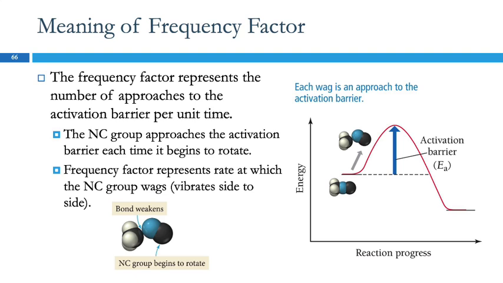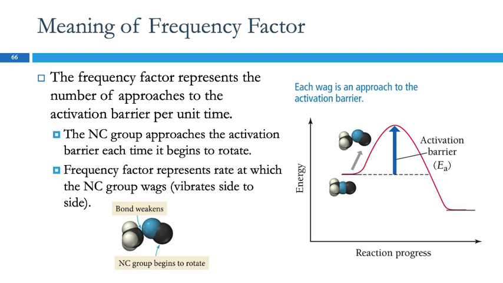So the frequency factor represents the number of approaches to the activation barrier per unit time. So that NC group approaches the activation barrier each time it begins to rotate. If it doesn't have enough energy to fully rotate, then it just comes back down this way. So that's one approach. The frequency factor then represents the rate at which the NC group wags.